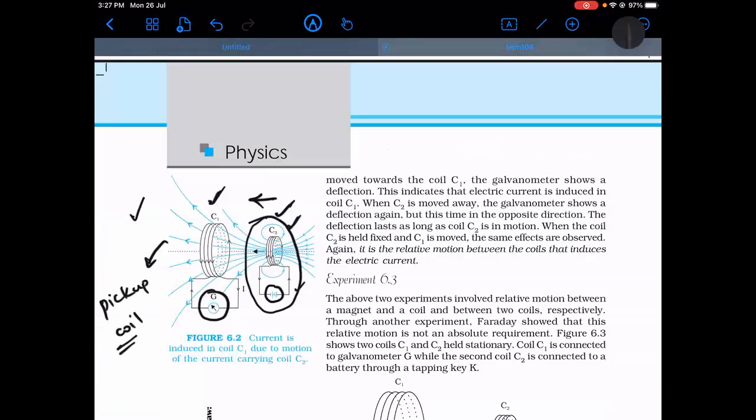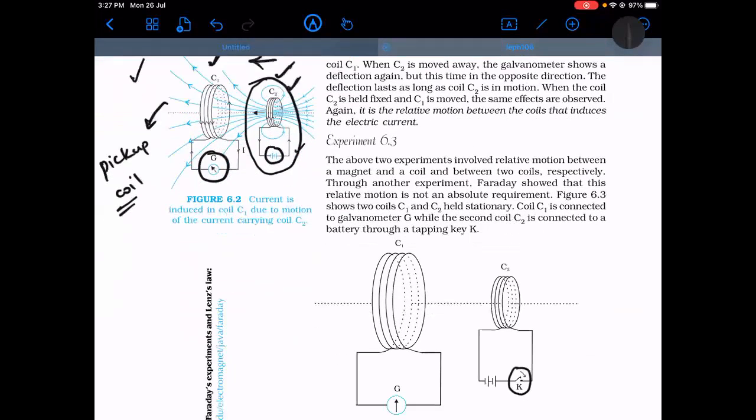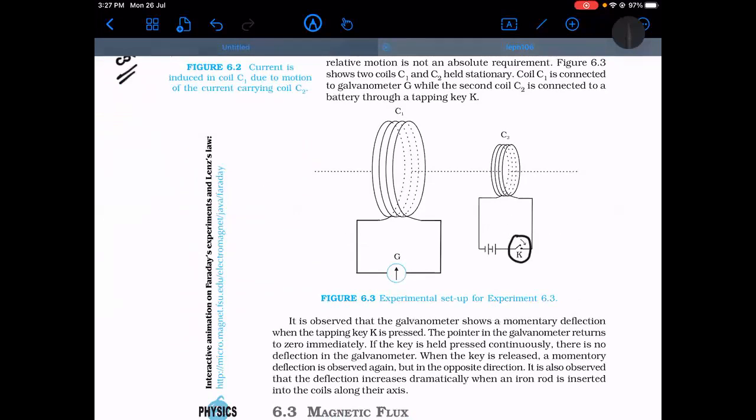in the first case and the second case there is a relative motion between the magnetic source and the pickup coil. In the third experiment, this is the kind of setup, and there is no arrow showing the motion of either coil. If coil 2 is connected to a battery with a key, and coil 1 is a pickup coil, then depending on whether the key is closed or open, the galvanometer shows a deflection. Here the relative motion doesn't change. Relative motion is not the important thing; what is important is the change of flux.